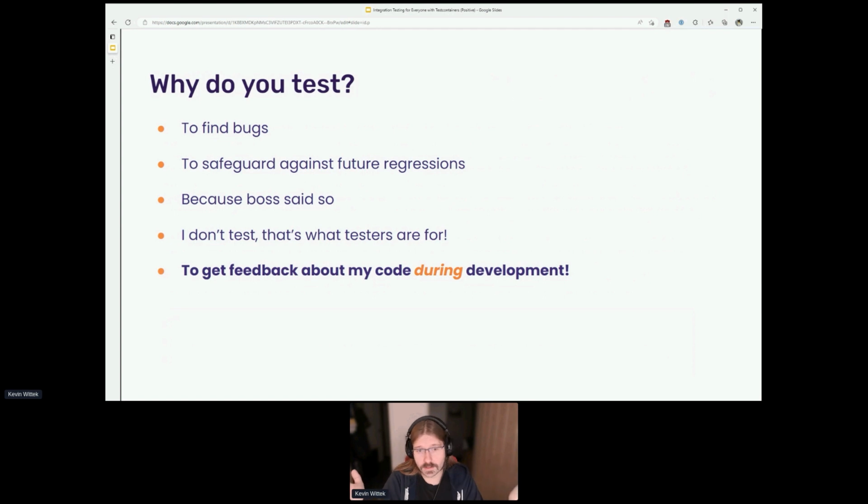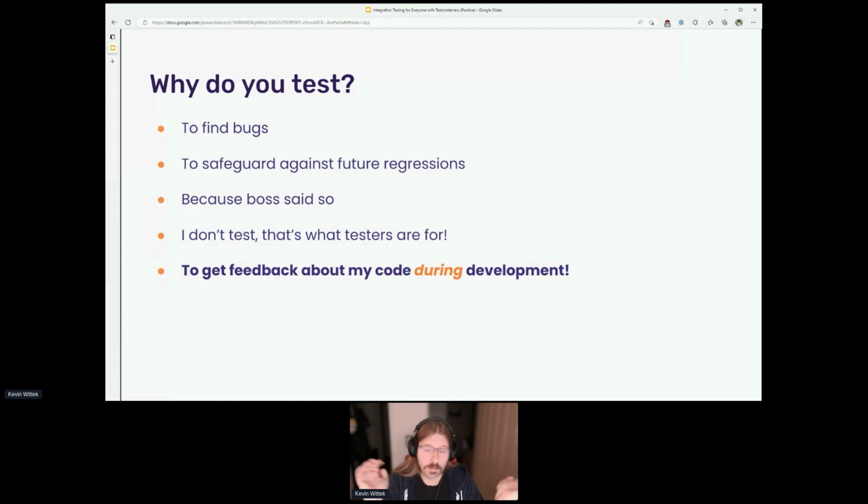And some might answer to find bugs, or after bugs were found and fixed, to safeguard against future regressions where this bug might be introduced. And some just test because the boss or the management or whatever said they have to write tests. They have to create a certain amount of line coverage through the tests. Some even don't write tests because they feel developers are not supposed to write tests.